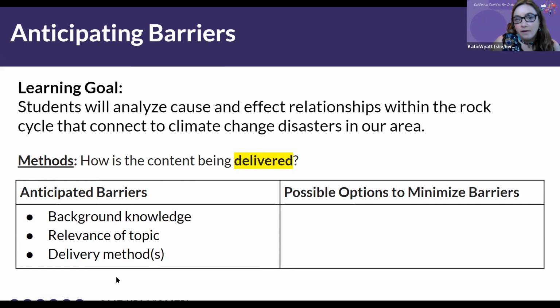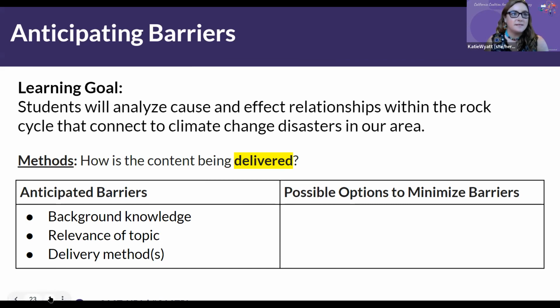Relevance to the topic, right? We were discussing in a couple webinars prior how we can make this relevant to students by it being about their area, but really bringing in more specifics might help. And the delivery method, we're not really sure. Was it all lecture style? Was it, here's the textbook, let's read it together? Was it independent textbook reading? We're not sure. So that may have been a barrier.